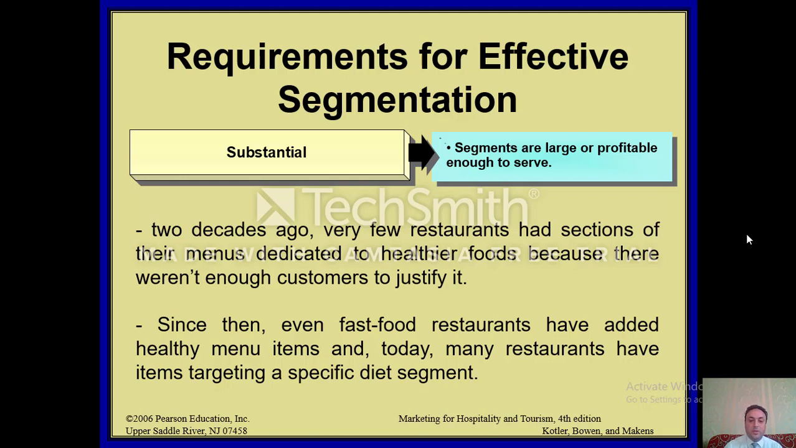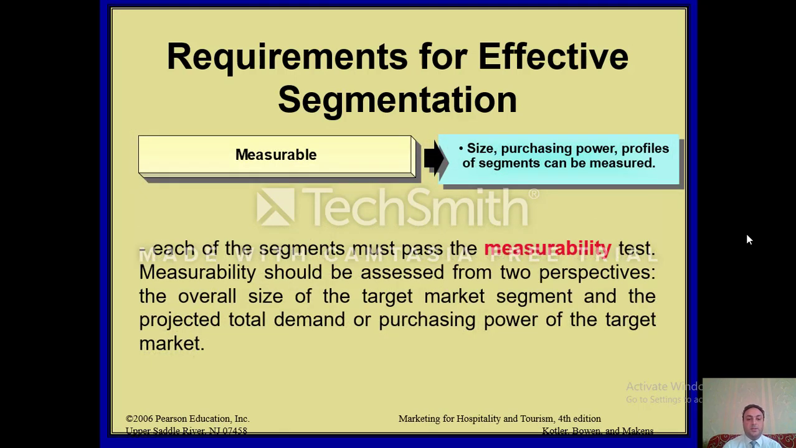Two decades, 20 years ago, very few restaurants had sections of their menus dedicated to healthier foods because there weren't enough customers to justify it. But now, even fast food restaurants have added healthy menu items, and today many restaurants have items targeting specific diet segments. Why? Because these segments of people who are following a healthy diet are getting larger. So this is what we mean by substantial.